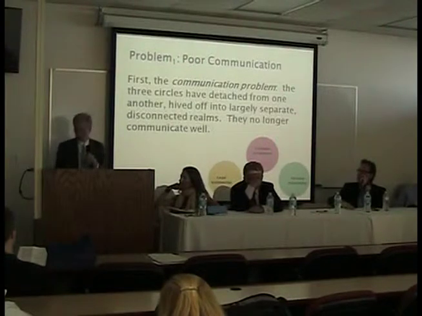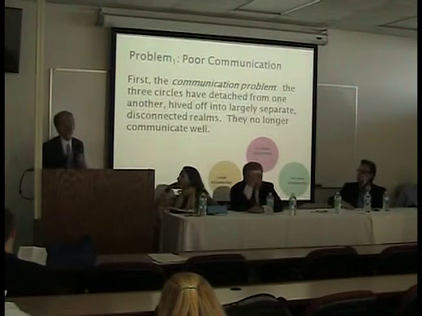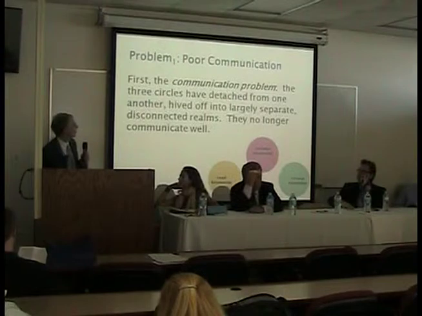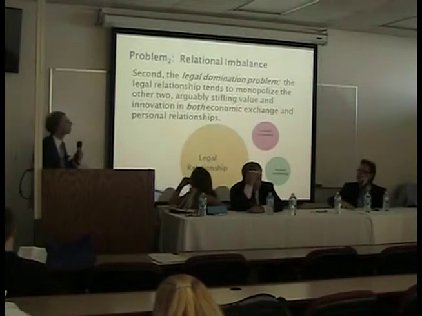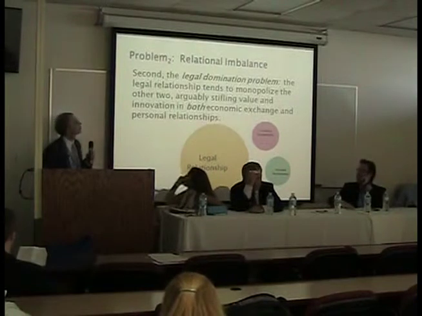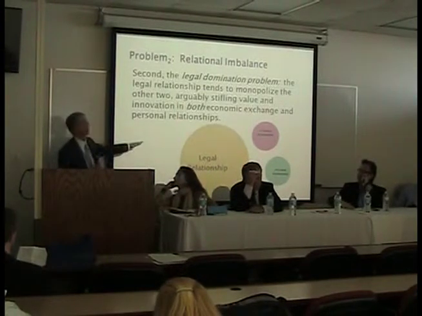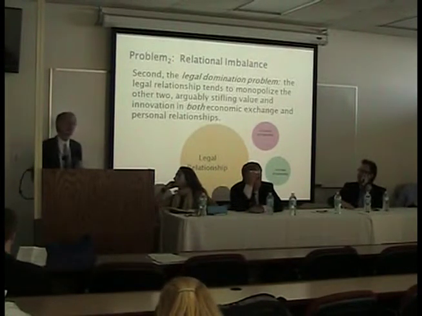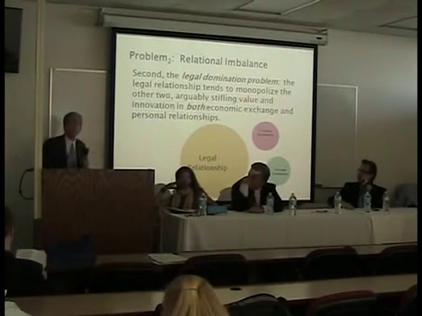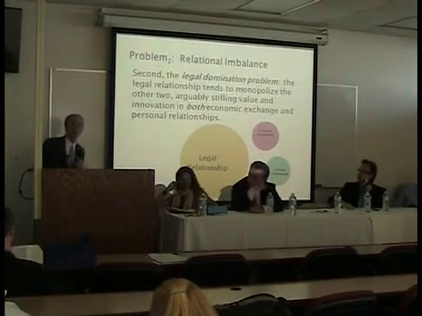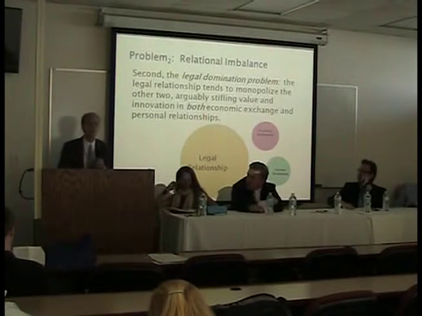And as to the personal relationships, that gets shunted off by both of those parties. So I call that the communication problem, the divergence of the three circles. The second problem is that there's a relational imbalance. One of the circles has gotten relatively larger than the other two, and that creates some kind of dangers. And that's the dominance of legal relationships and the dominance of lawyers in the domain of contracting.